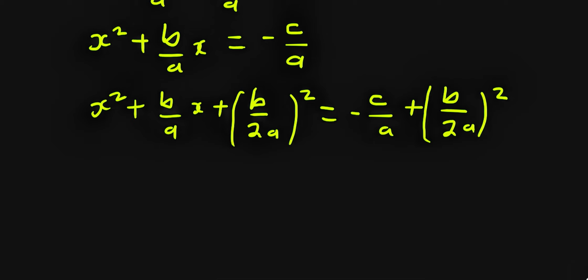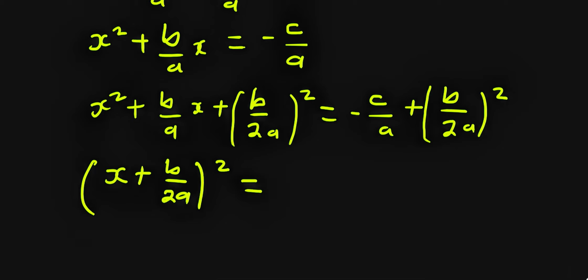So the next thing would be to take the perfect square in the left hand side of the equation. We do that by taking the square root of x, which is just x, and the square root of the new c. We add them, that is just b over 2a, and then we square. And then on the right hand side, we just simplify. So we have negative c over a plus b squared over 2 squared is 4, and then a squared.